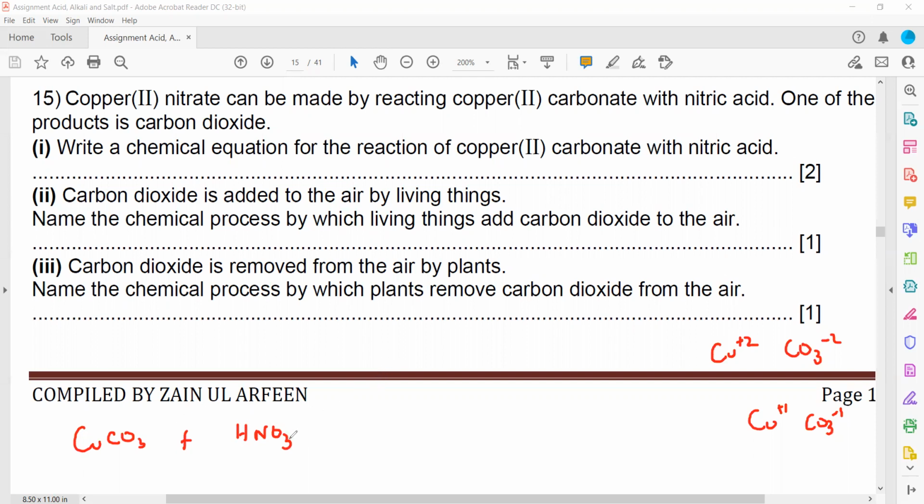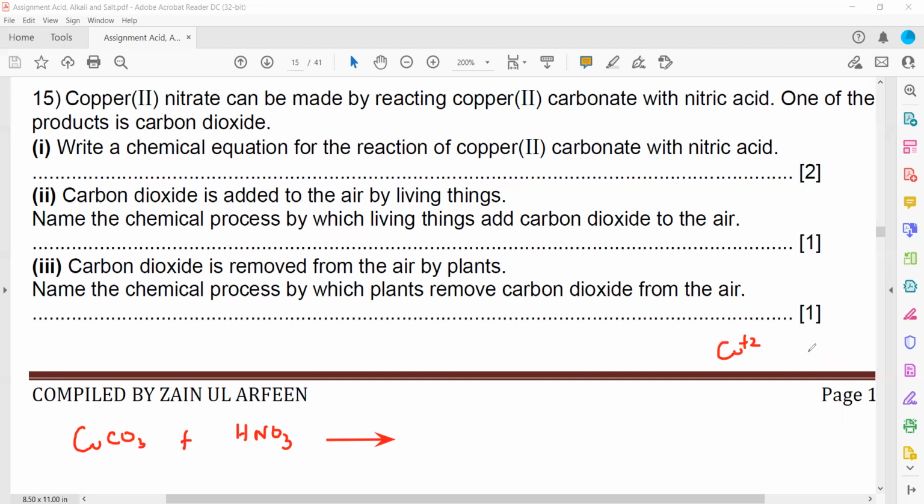Whenever acid reacts with carbonate, it will give salt, water, and carbon dioxide. So what will be the salt? Because it's nitric acid reacting with carbonate, it will give a nitrate salt. So as a result, it should produce copper nitrate. It's important that you write a correct formula.